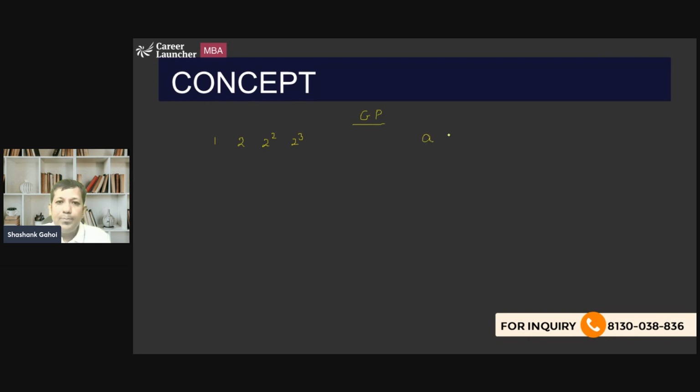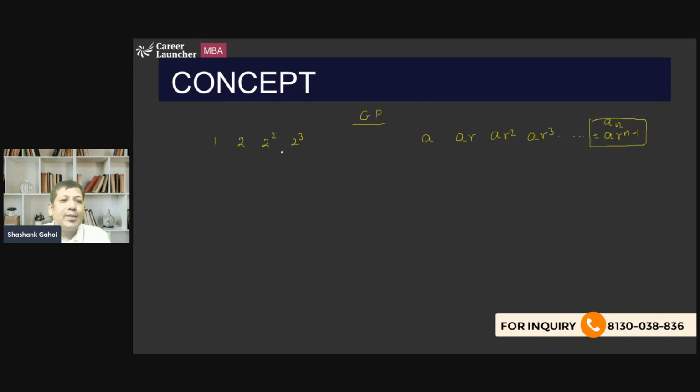So in this, what do we say? The first term is a, then the number you are multiplying with is r. Then the next number is going to be ar, then again multiplying by r, you get ar square, then ar cube, and so on. In the first term, there are no r's. In the second term, there is only one r. In the third term, there are two r's. In the fourth term, there are three r's. So in the nth term, there are going to be n minus 1. So a_n is equal to a r power n minus 1. This is the formula for the nth term of a GP.